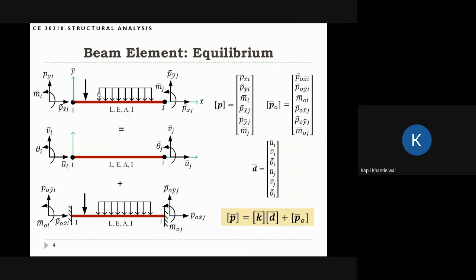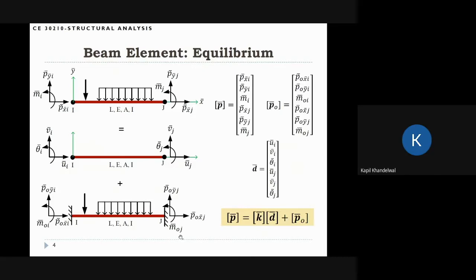In this case, you can see that for the beam member, we always work in local. So that's the reason I'm using the bar here. So everything is a bar here, and P0 bar, again, because these are expressed in the local coordinate system. So that's the reason there's a bar on all these quantities. And then D bar is just Ui, Vi, theta i, Uj, Vj, theta j with all the bars, because they're still defined in the local coordinate system. And now we can write P bar is equal to K bar D bar plus P0 bar.